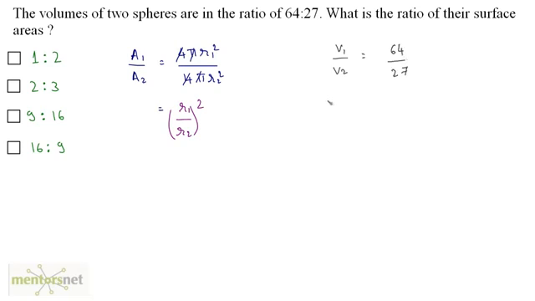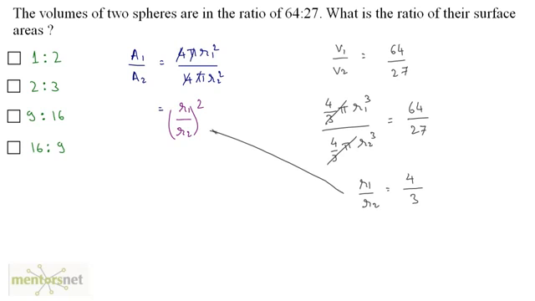Right? What is V1? Well, V1 is 4/3 pi r1 cube and V2 is 4/3 pi r2 cube. So this 4/3 pi and this 4/3 pi cancel out. This is equal to 64/27. Taking cube root on both the sides, I have r1/r2 is equal to cube root of 64, well, that is 4, upon cube root of 27, which is 3.